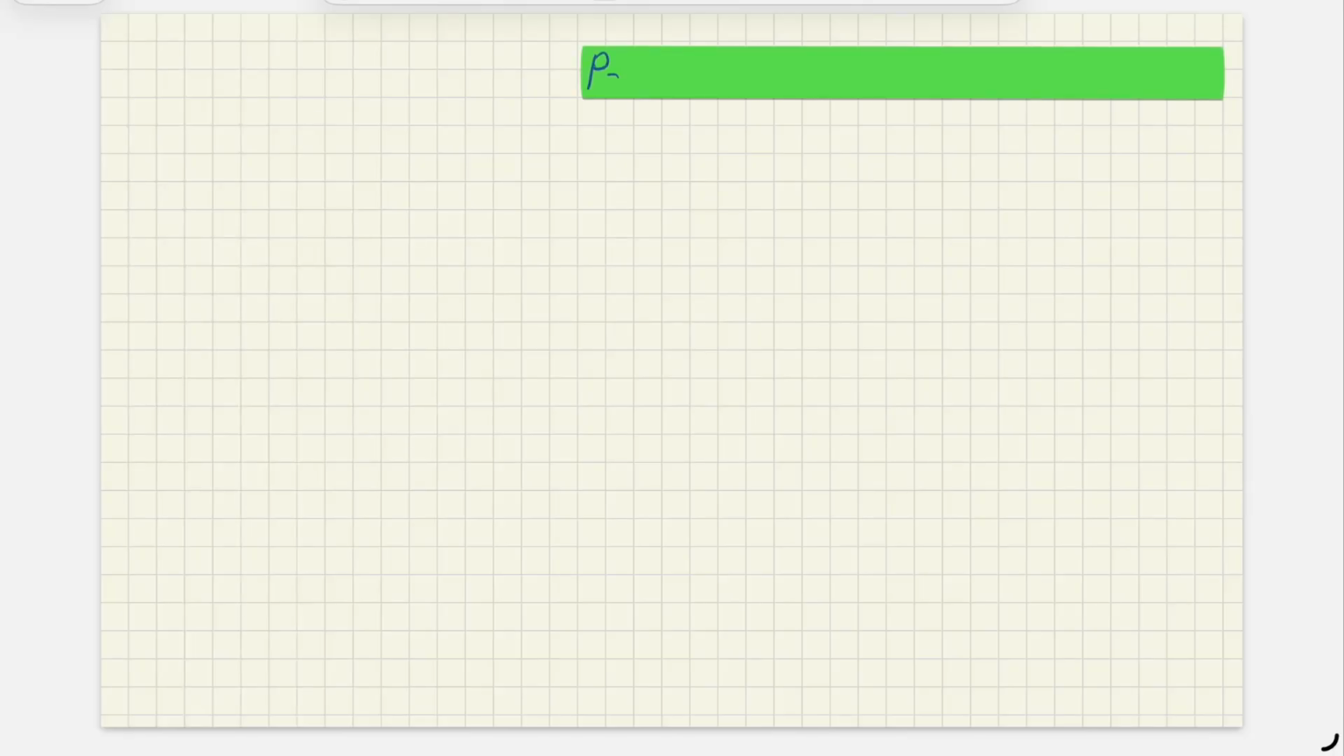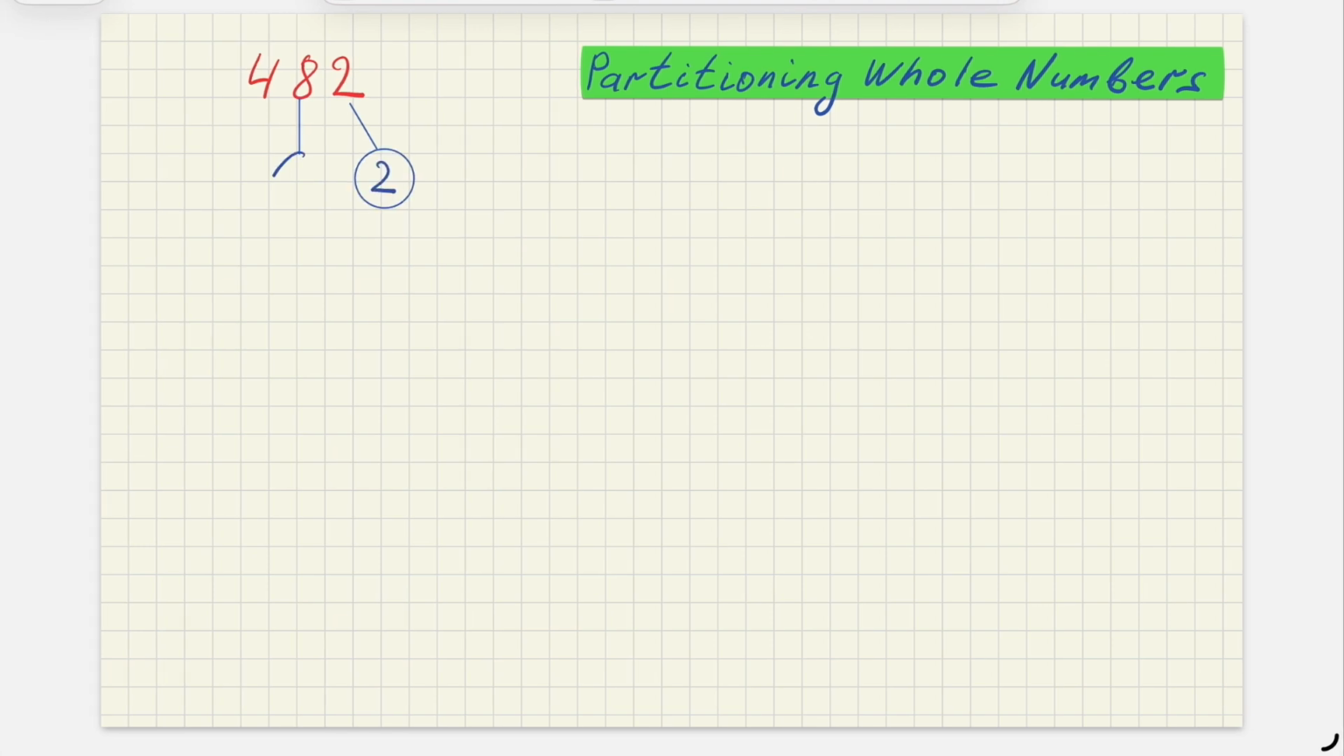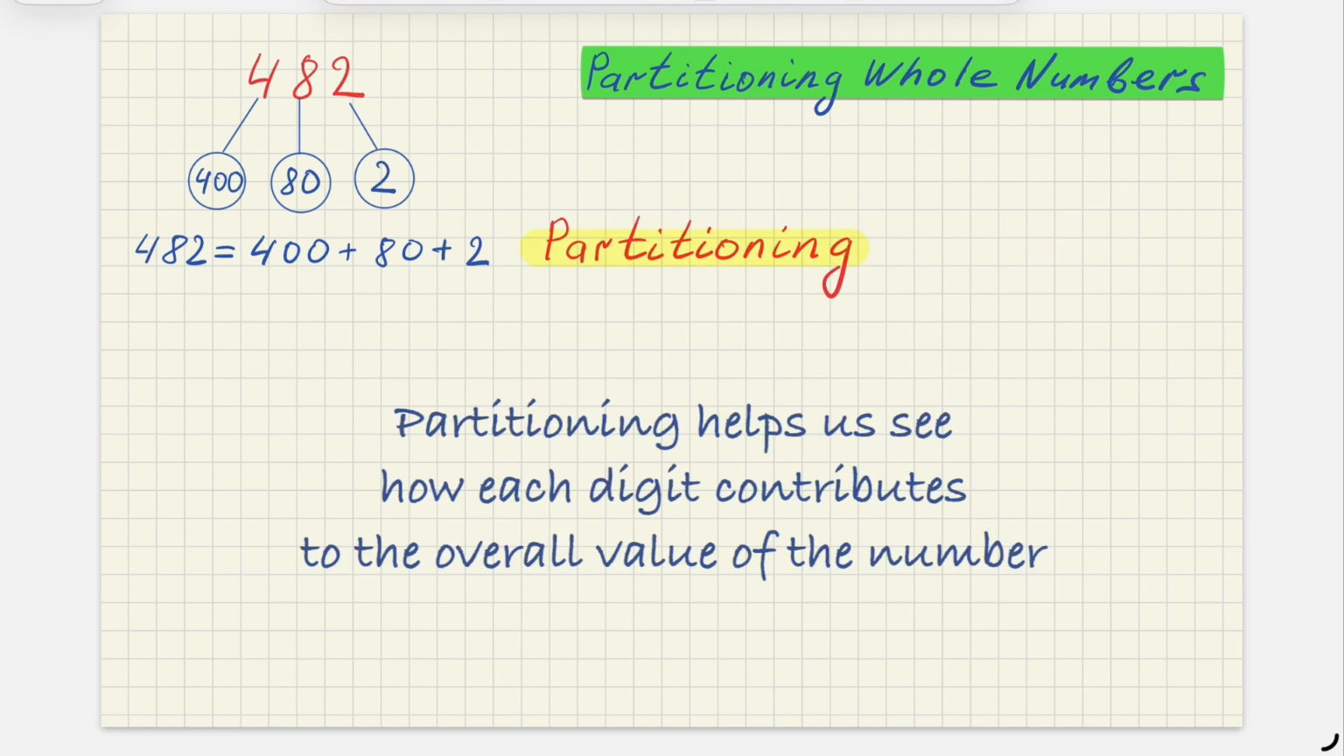Part 2. Partitioning whole numbers. Let's take the number 482. We can break it into place values. The 2 is in the ones place, making just 2. The 8 is in the tens place, which gives us 80. The 4 is in the hundreds place, which is 400. So we can partition it as 482 equals 400 plus 80 plus 2. This is called partitioning. Partitioning helps us see how each digit contributes to the overall value of the number.